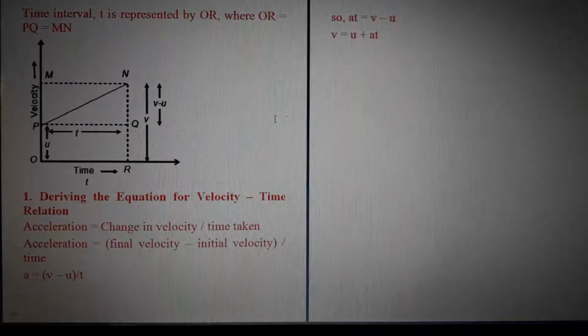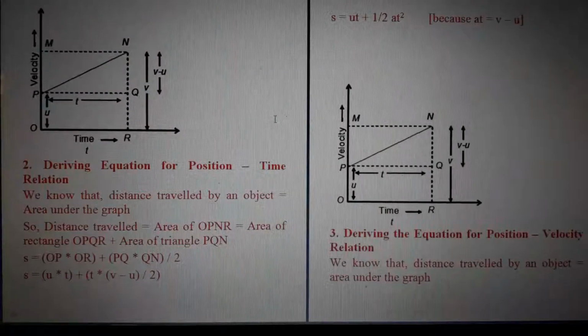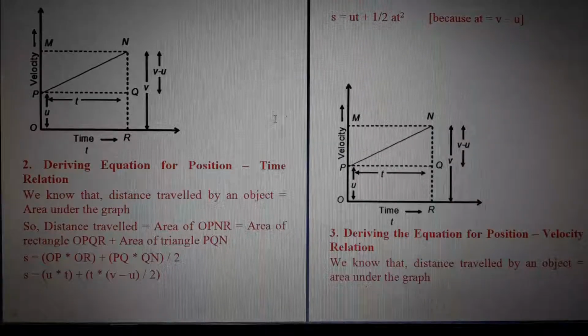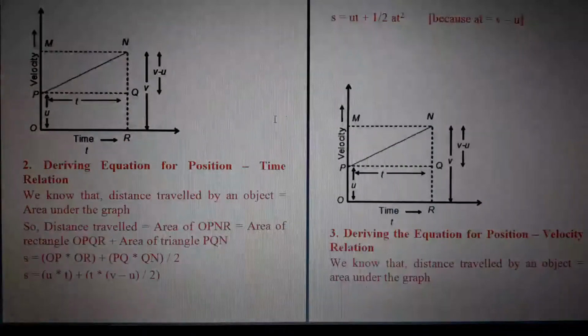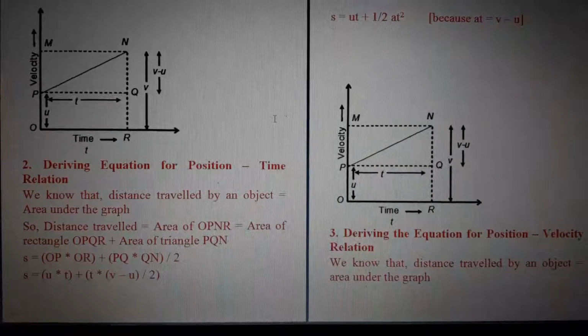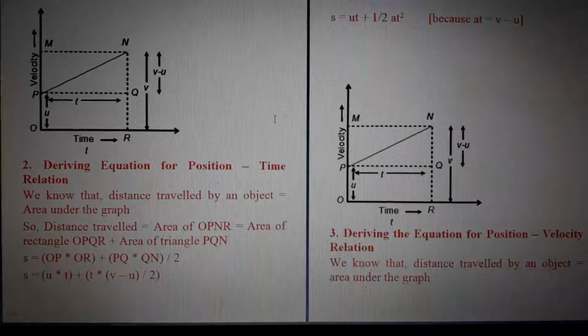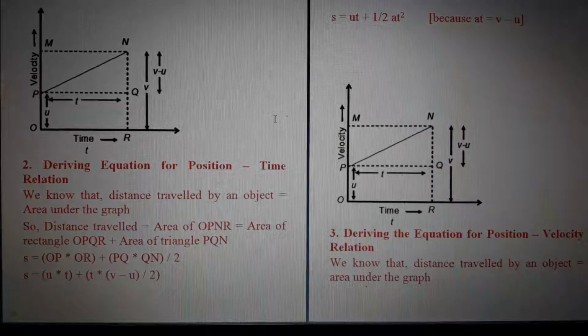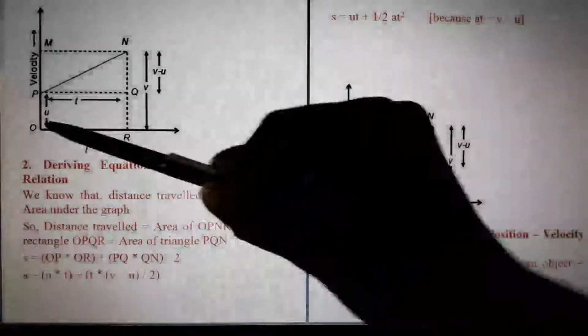So our next is, see, the same graph we are using. We want the position time graph. From that, how to find the equation for displacement. So now we have time, we have initial velocity, we have final velocity. Let us discuss how to find it. We know the distance traveled by an object, or the displacement, is nothing but the area. That's why we are taking this velocity time graph.